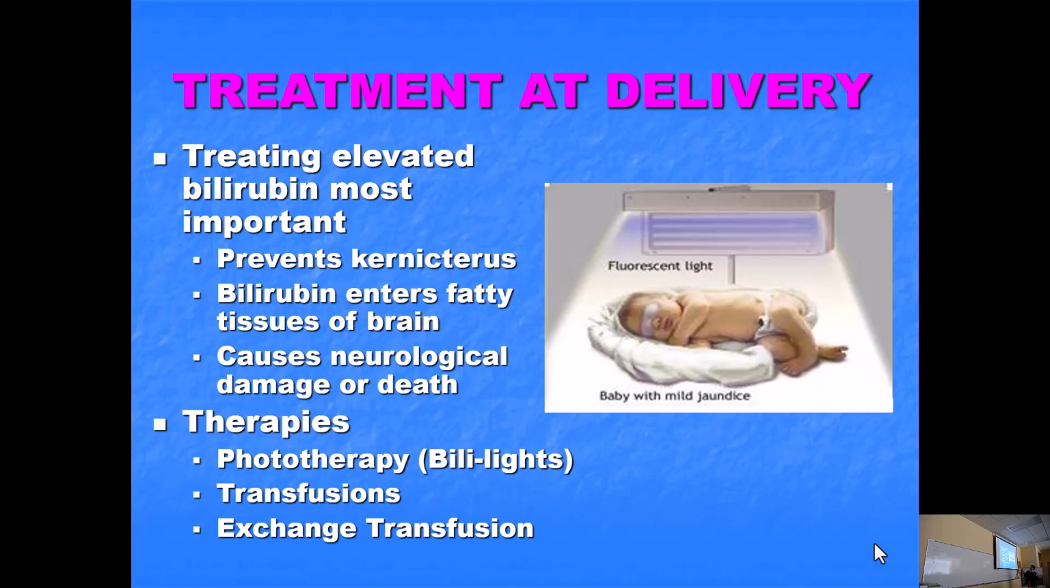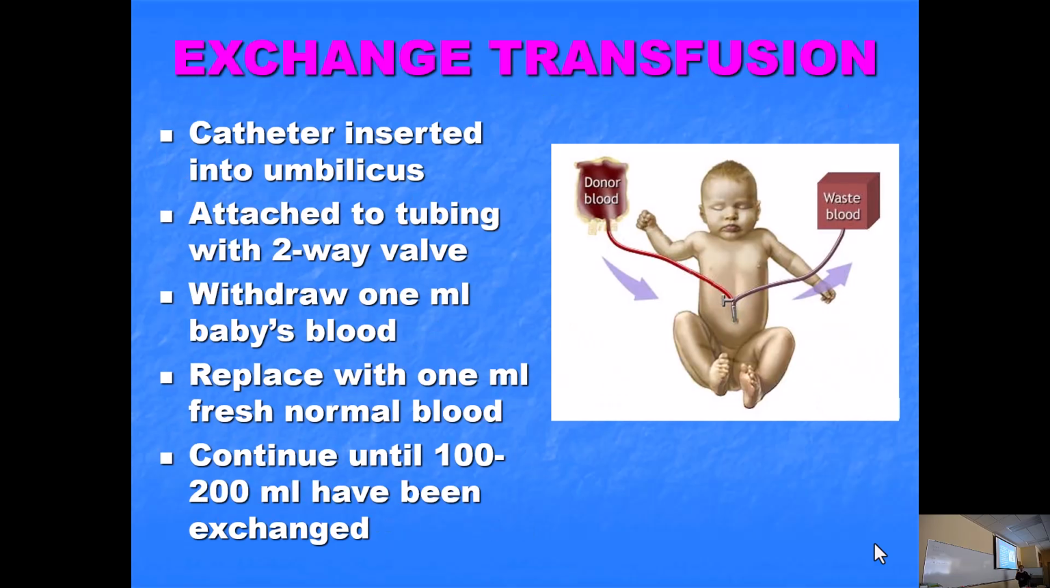So we have these phototherapy lights. This is fluorescent light, and they cover their eyes to protect them. That's very common for babies with mild jaundice. We can also do transfusions and exchange transfusions. So this is an exchange transfusion. That baby looks way more than newborn, just so you know.